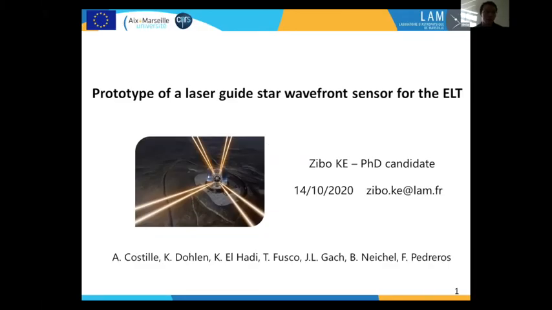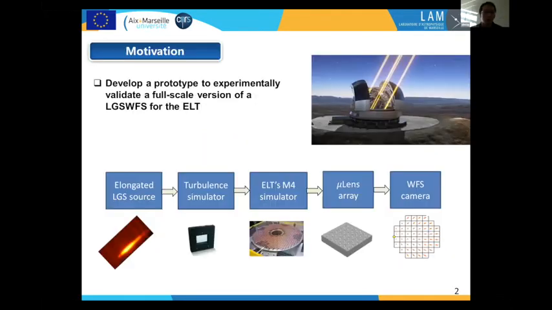My topic is a prototype of a laser guide star wavefront sensor for the ELT. Due to the large aperture of the ELT and the side laser launch configuration, effects like laser guide star spot elongation become severe. This introduces inhomogeneity across the pupil and creates bias in the measurements.